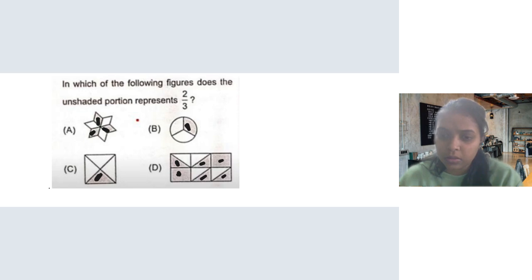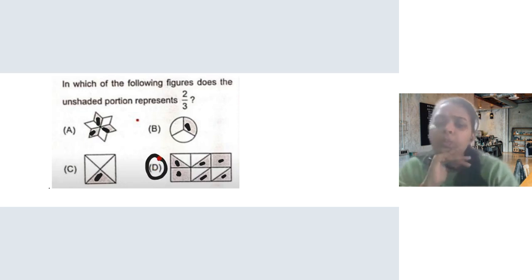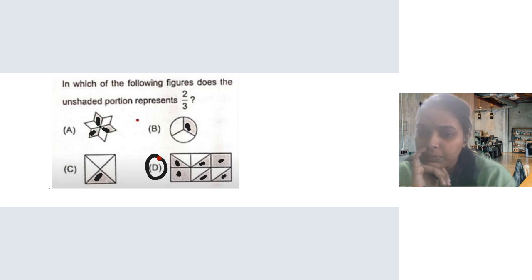Ma'am, D. D? Yes. Okay. How? Because if we go to the fraction, the fraction is 4 upon 6, and if we simplify that, it equals 2 upon 3.